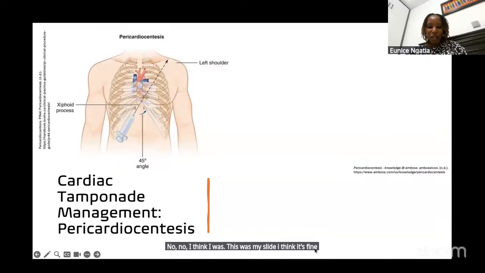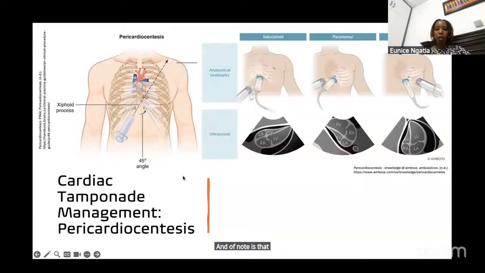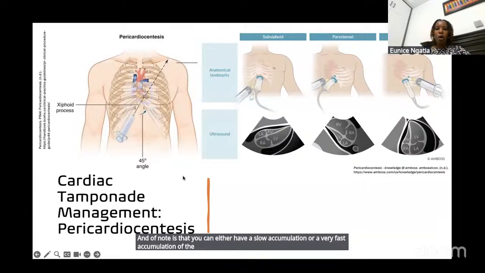So we're just going to briefly cover one of the causes of obstructive shock that we mentioned, which will be cardiac tamponade. Of note, you can have either a slow accumulation or a very fast accumulation of fluid. Where you have an acute tamponade, that is an emergency. In this case, it becomes a medical emergency and we have to evacuate the blood around the heart.